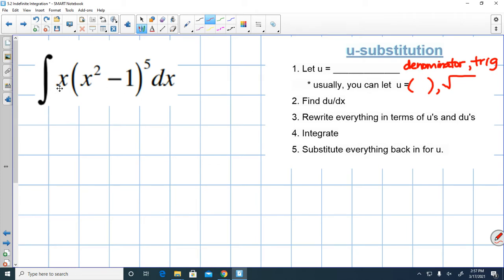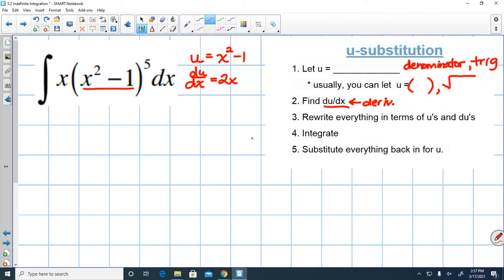In this problem, I noticed that I have an expression in parentheses. So I'm going to say that I want u to equal what's inside the parentheses. So I'm going to let u equal x squared minus 1. Step 2 is to find du dx, which is the derivative of u. So the derivative of x squared minus 1 equals 2x, since the derivative of x squared is 2x, and the derivative of negative 1 is 0.